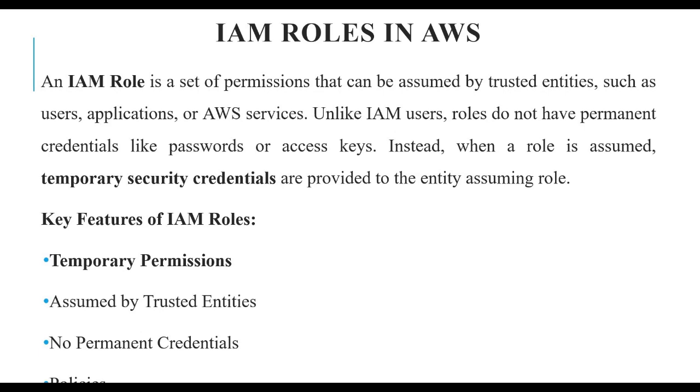So an IAM role assumes some trusted entities such as users, applications, or other AWS resource services. Unlike the IAM user, a role doesn't have a permanent credential like a password or access key. Instead, it produces a temporary security credential. So the key features are temporary permissions assumed by trusted entities, no permanent credentials, and policies. We can also say that IAM roles are policy-based tokens that grant temporary access. They are used to control who can access the AWS resources and what actions they can perform.